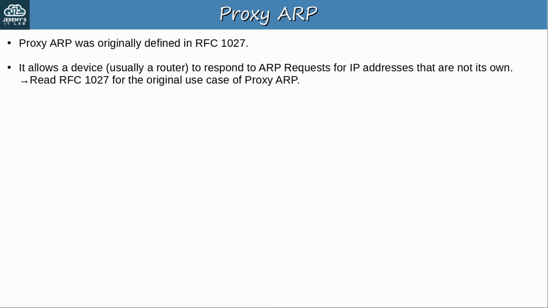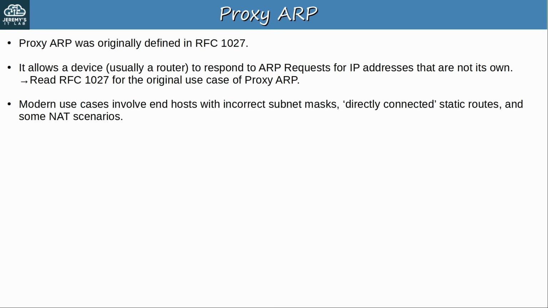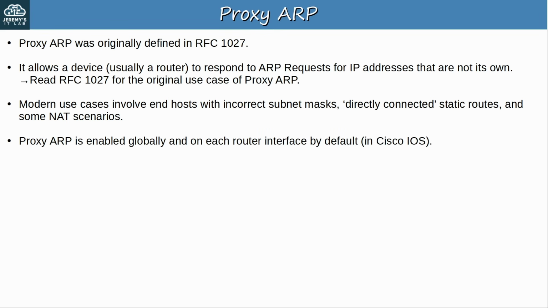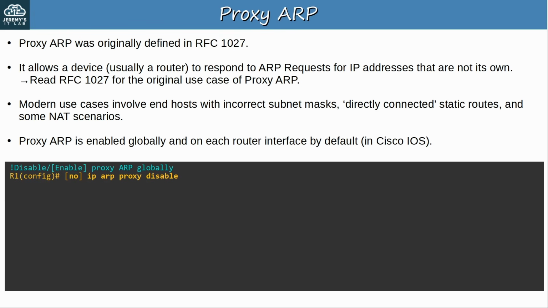If you want to know the original use case, check out RFC 1027 to find out why it was originally used. Modern use cases for Proxy ARP involve end hosts with incorrect subnet masks, directly connected static routes, and also some NAT scenarios. For the sake of time, I will address the first two use cases in this video. Note that Proxy ARP is enabled globally and on each router interface by default in Cisco IOS. Let's see how to configure Proxy ARP.